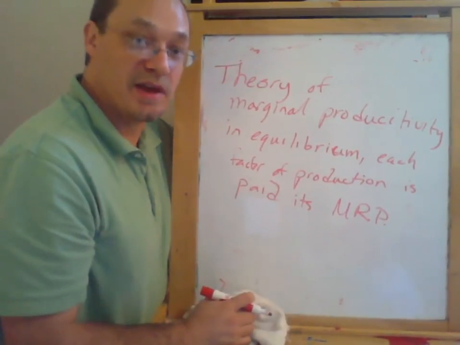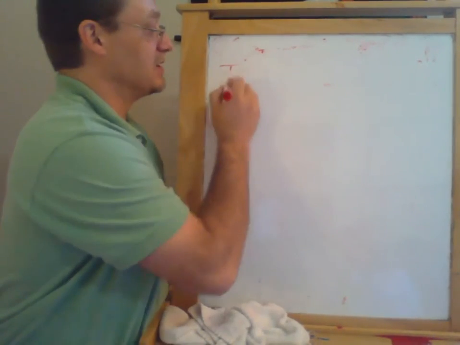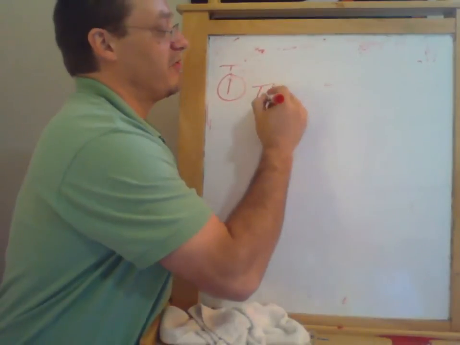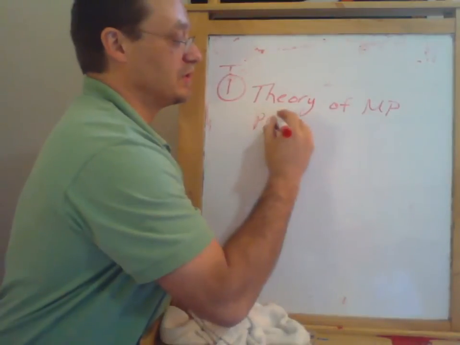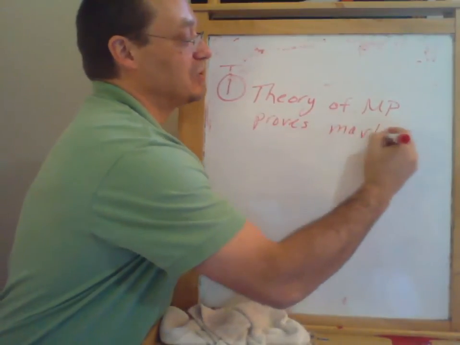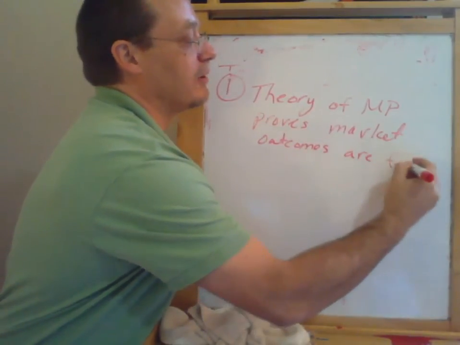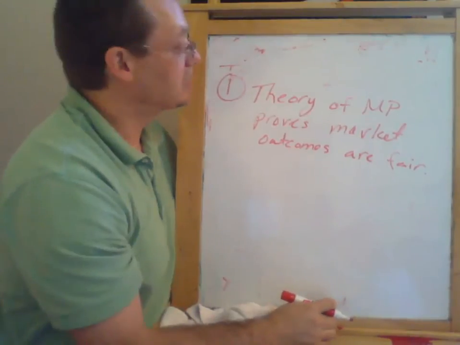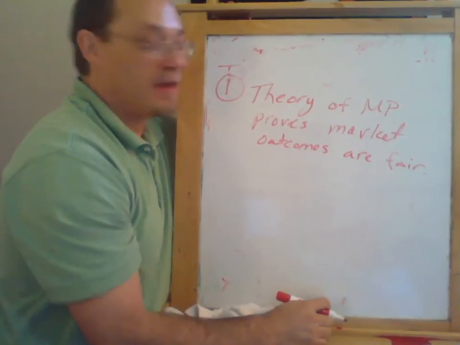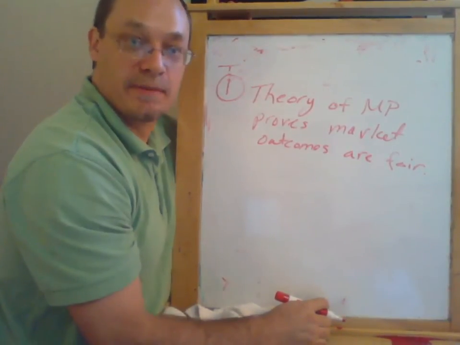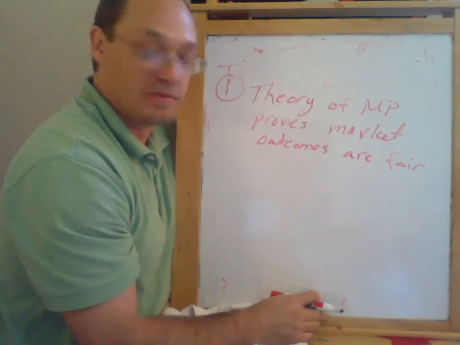When people see this, they often have two reactions. Reaction one that people often have is that the theory of marginal revenue productivity, or theory of marginal product, proves market outcomes are fair. Okay, so that's one reaction you might have. You might go, well, what I think is fair is that people are paid their productivity, and therefore the market delivers pay proportional to marginal revenue productivity, and that's that.